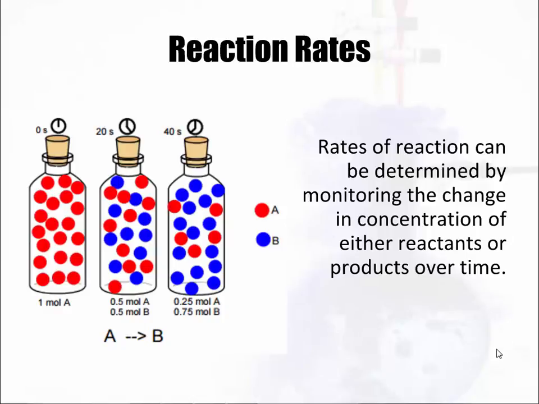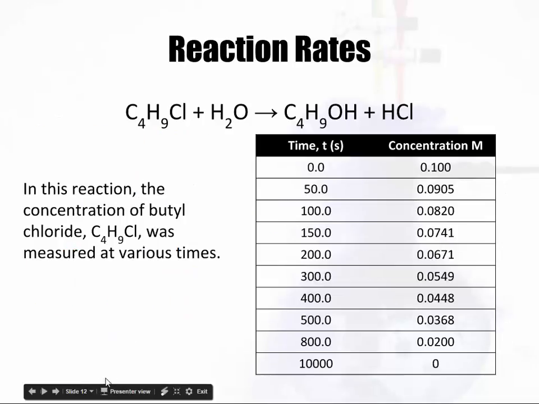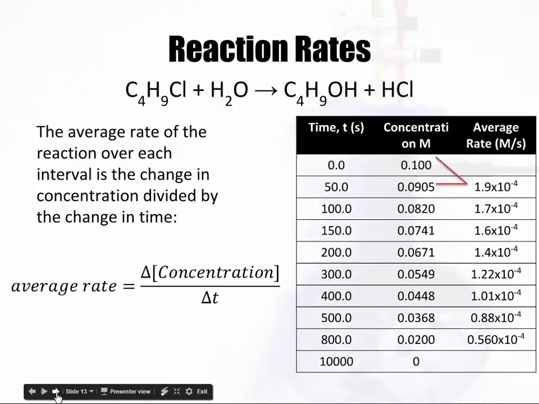So it's really important that we can monitor for a lot of different chemical reactions how fast they occur. So to calculate the rate of a reaction, we're going to use this equation here. So the average rate is going to be our change in concentration divided by our change in time. So remember, in chemistry we measure concentration in molarity, or capital M. So if you notice in the table over here, we have values of concentration, we have values of time, and then we have the rate that was calculated.